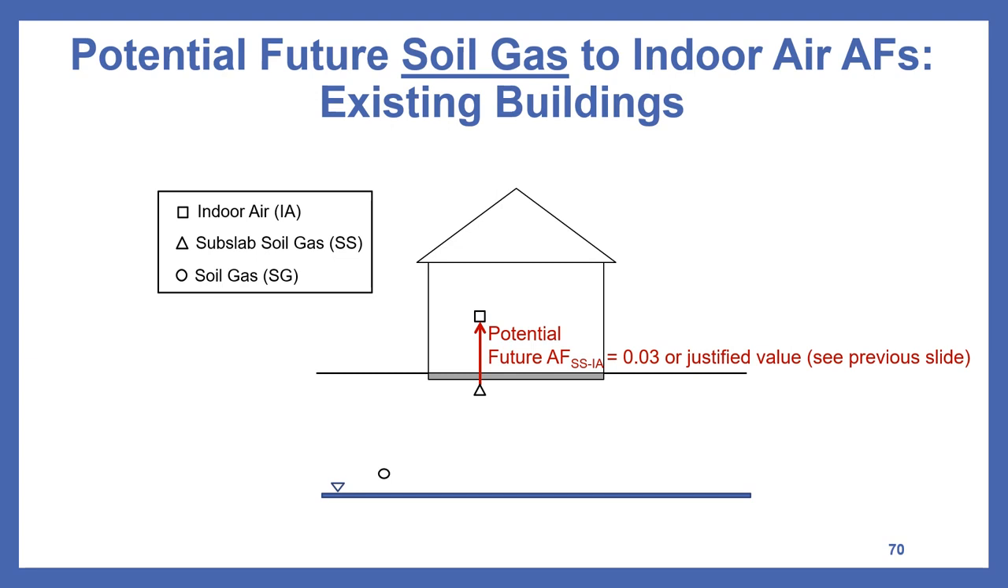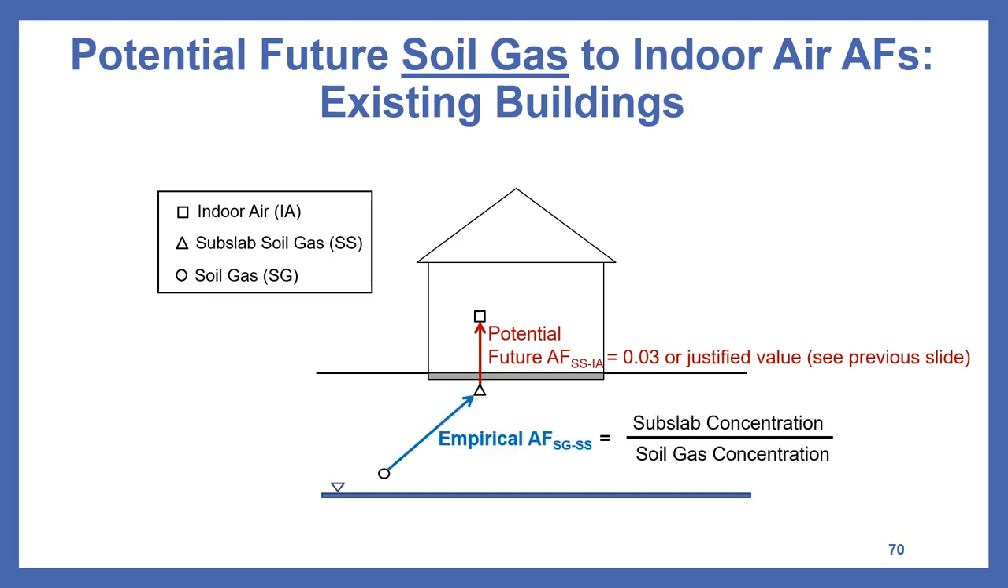And then next, we want to look at the empirical soil gas to subslab attenuation factor. For initial screening, we assume that there's no attenuation below the building. But as you'll see when you collect the data at your site, you might have some attenuation. To get a sense of that, you can calculate the soil gas to subslab attenuation factor by dividing the subslab concentration by the soil gas concentration. And now with these two attenuation factors, you essentially multiply them together and you can get this potential future soil gas to indoor air attenuation factor.